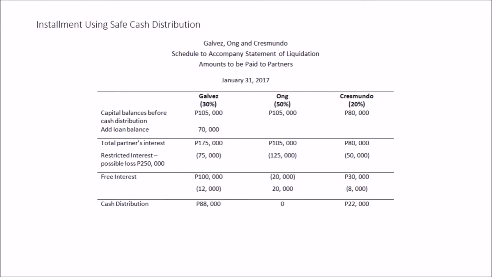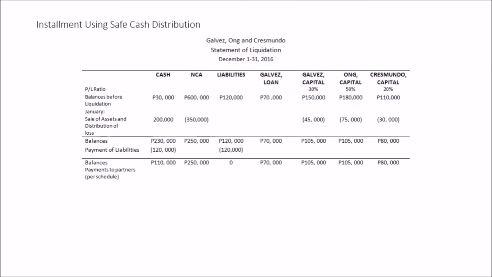However, partner Ong has a deficit of 20,000, and assuming that he is unable to pay his possible deficiency, Galvez and Cresmundo will share the loss. Then we have the cash distribution. After making the safe payment schedule, we will now distribute the payments to each partner. Then we will have the following balances.